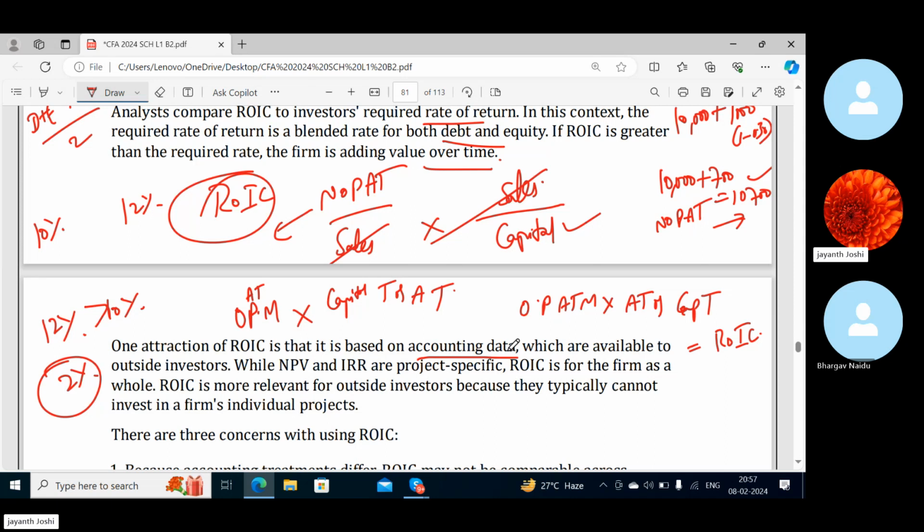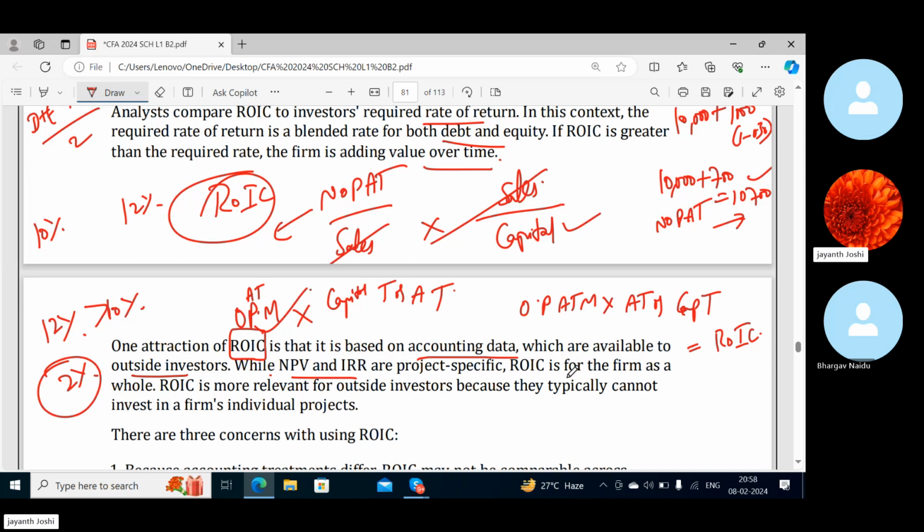That I am giving you extra information which is available to outside investors. While NPV is one of the best things, very handy, this ROIC you are calculating based upon accounting data, which is easily available to all the investors who have invested in the company. But NPV and IRR are internal to the company and project specific. The company won't share these details with investors. This is what they are using for decision making purposes.